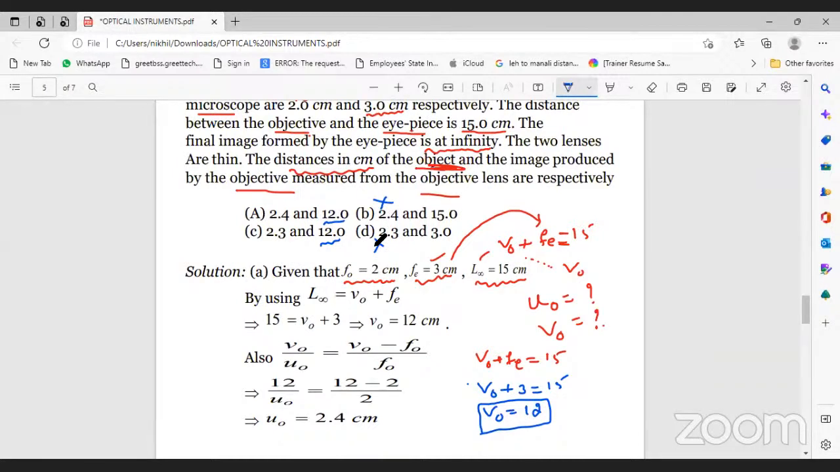Yes, sir. If you know V naught, can't you calculate U naught by using the lens formula? Or you can remember this formula: V naught by U naught is V naught minus F naught by F naught. Magnification M is V naught minus F naught by F naught. Magnification is image distance by object distance, right? Yes, sir. So V naught by U naught equals V naught minus F naught by F naught. If you do not remember this formula, you have to simplify by using the lens formula.